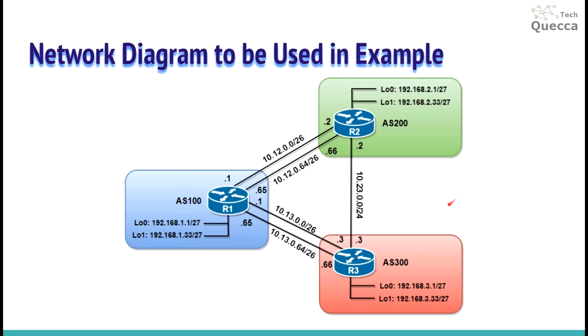So this is network which I'm going to use for example. We have 3 routers, R1, R2, R3. R1 is Autonomous System 100, R2 200, and R3 300. And we have 2 links between R1, R2, and 2 links between R1, R3, and each router has loopback interfaces with subnets. So I'm going to do summary for these subnets.